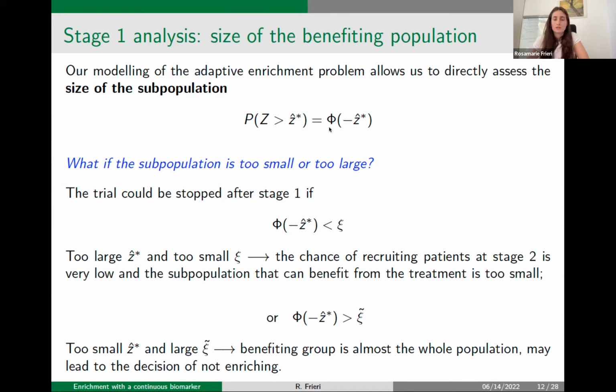So what if the subpopulation is too small or too large? The trial could be stopped after stage 1 if this probability is too small, corresponding to a too large estimated threshold. In this case, the chance of recruiting patients at stage 2 becomes very low, and the subpopulation that benefits becomes very small. On the other hand, the trial could be stopped after stage 1 if this probability is too large, corresponding to a too small value for the threshold. What happens in this case is that the benefiting subgroup is almost as large as the whole population, and this may also lead to the decision of not enriching.